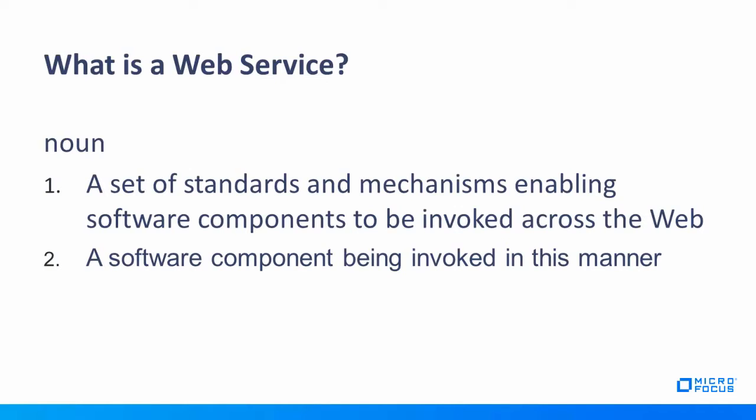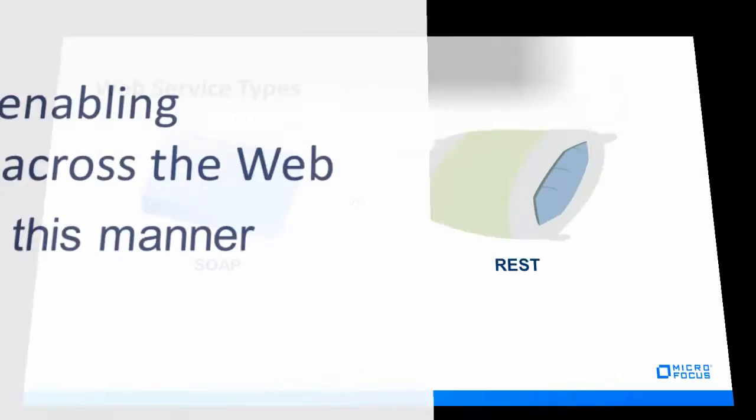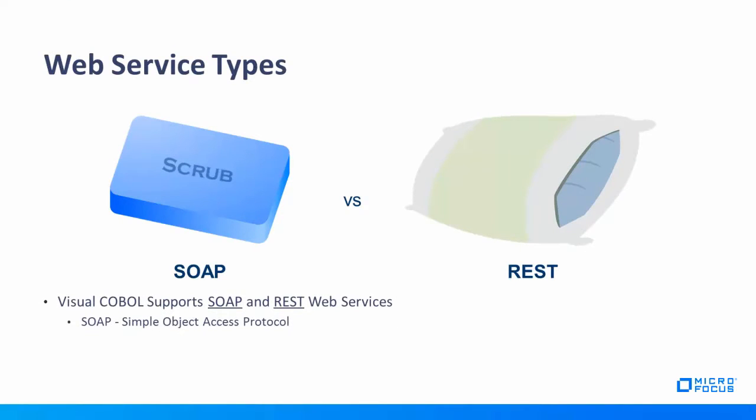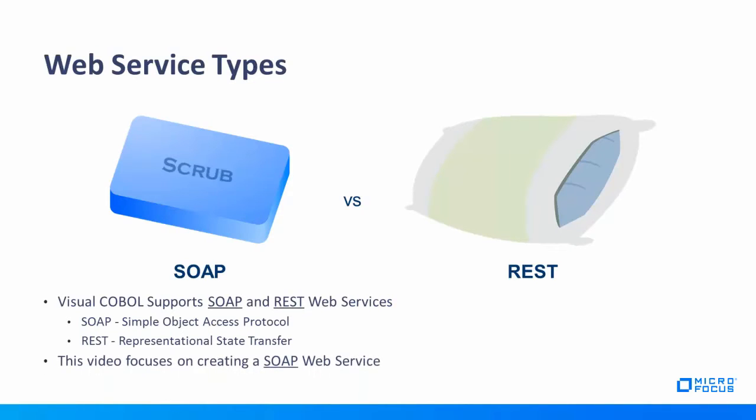Visual COBOL supports the creation of two different types of web services. SOAP, which stands for Simple Object Access Protocol, and REST, which stands for Representational State Transfer. In this video, we'll focus on creating a SOAP web service in Visual COBOL for Eclipse.